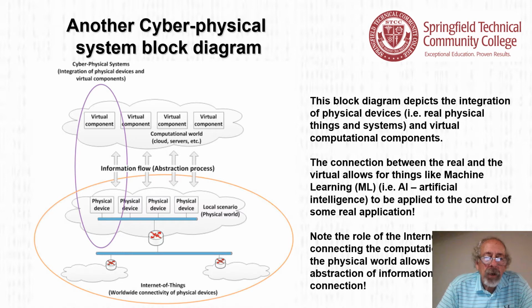So here the purple ring shows the virtual component being linked to the physical device on the far left of that diagram. The connection between the real and the virtual allows for things like machine learning, we call ML, artificial intelligence basically, to be applied to the control of some real application. So note the role of the internet: connecting the computational world with the physical world allows for the abstraction of information from this connection. And again, when you have lots of data, you can extract information from that data. So that's that abstraction process.